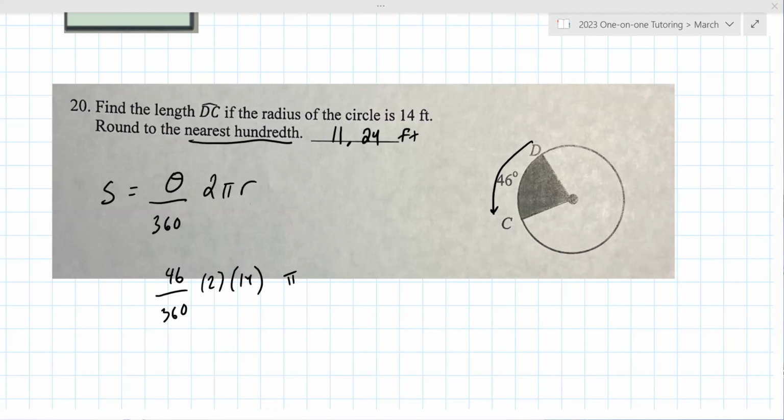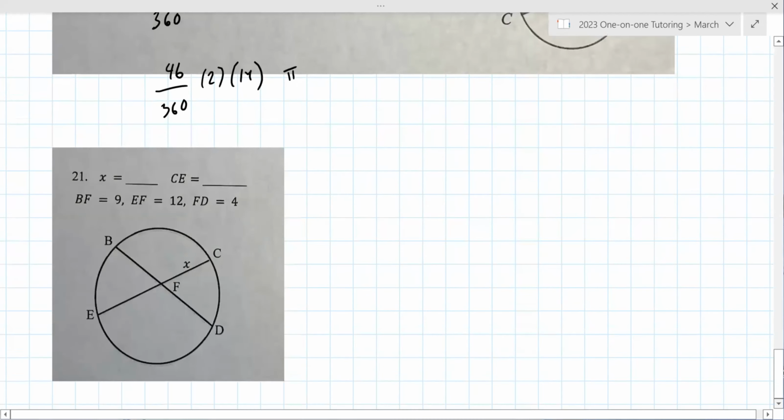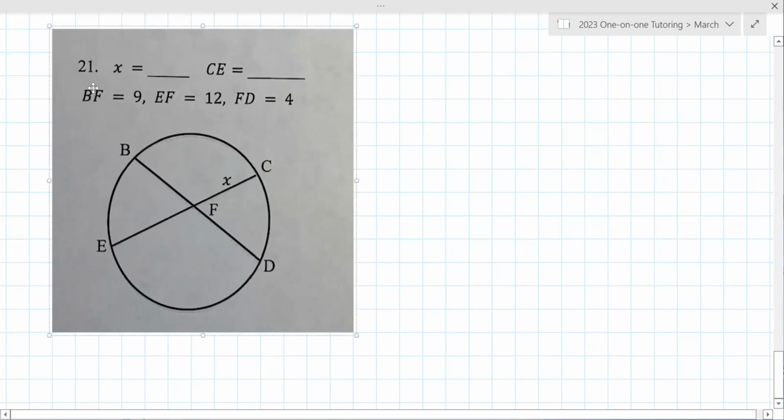21. The next grouping of problems here switches to lengths. Okay, that's fine. We'll just do them in order here. I was thinking maybe there's a better order, but there is not. All right, 21 here. Snip that in. Take a look at that. All right, so if BF is 9, EF is 12, FD is 4, determine X.